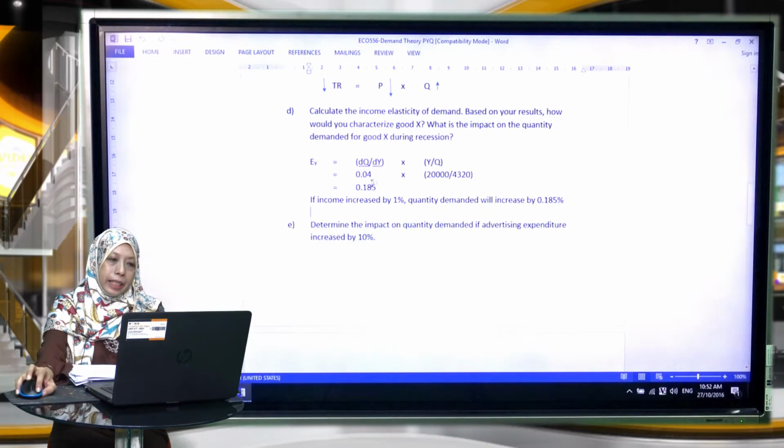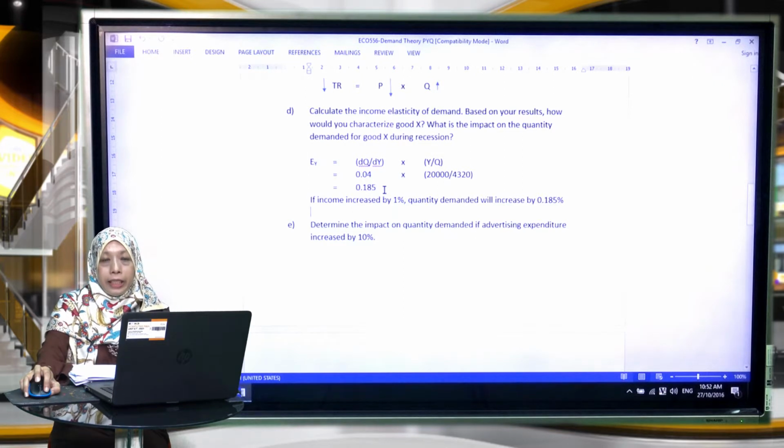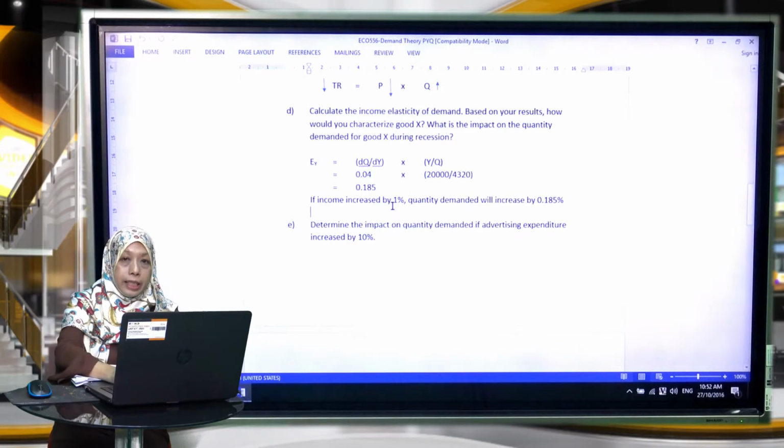So what can be said about the characteristic of good X? Because if you look at the question, the second part wants you to find the type of good X. So you can see that the value is greater than 0. That means it's a positive value, meaning that it is a normal good. But because it is between 0 and 1, then you can say that it is a necessity. So good X is a normal and necessity good.